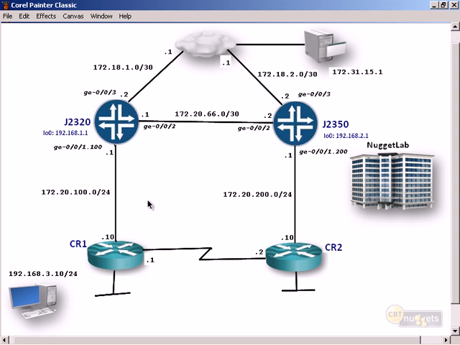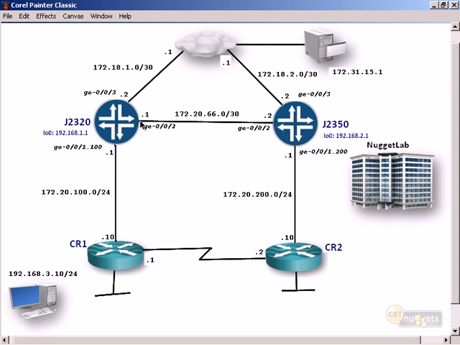Now, here's what I have going on, like a cooking show. My J2350 is already set up. It's already cooked. And my J2320, we're going to go ahead, you and I, in preparation for our job over here at Nugget Lab, and configure that router. What I want to do is take this very incrementally, instead of just jumping into this whole configuration, because we're just now getting into interfaces. So here's what we're going to do.